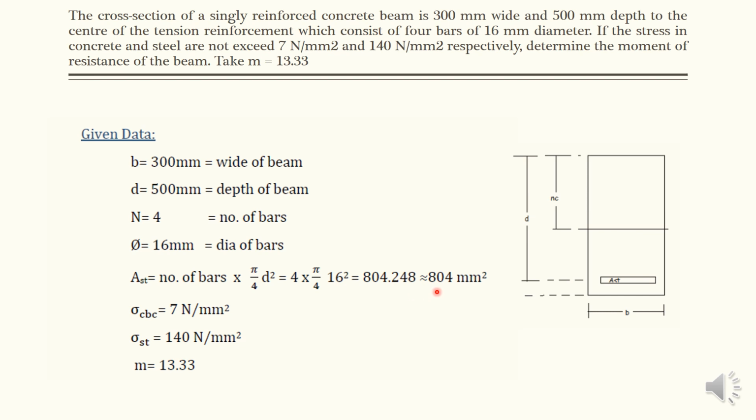Also the stresses sigma cbc and sigma st are given. Sigma cbc is equal to 7 Newton per mm square, and sigma st is equal to 140 Newton per mm square. The modular ratio m is equal to 13.33. So these are the given data from the problem. First you have to write all the data here.